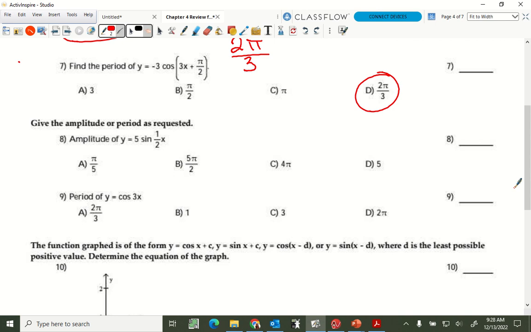Yeah, it's 5. Thank you. Angel? You on the right one? You got it? Okay. All right, so it's just 5. Amplitude is the number in front of sine or cosine.